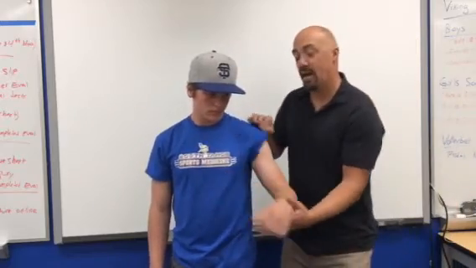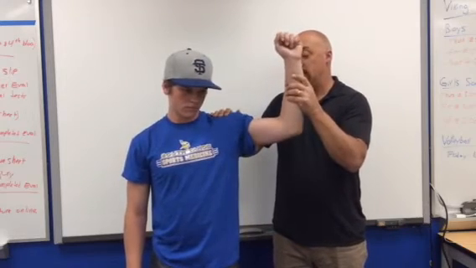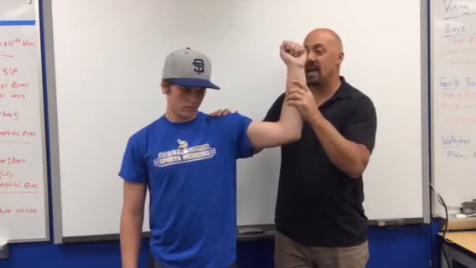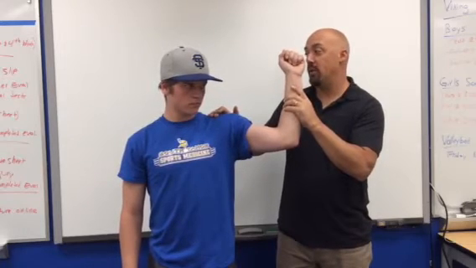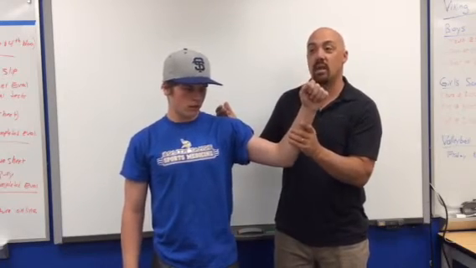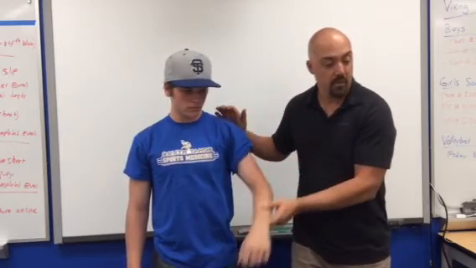Apprehension test. We do that for rotator cuff, possible shoulder dislocations. We get into external rotation. We look at his face when we're doing it, and is he apprehensive at all? So if they've had a recent dislocation or subluxation, when I put them in this position, they're going to be really apprehensive and not let me do it.